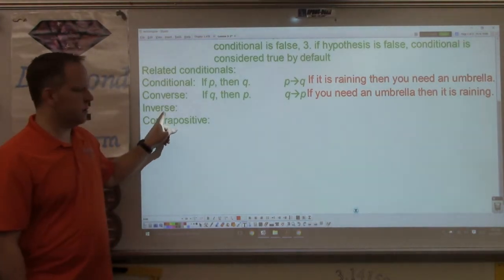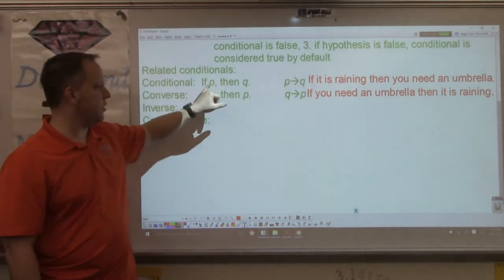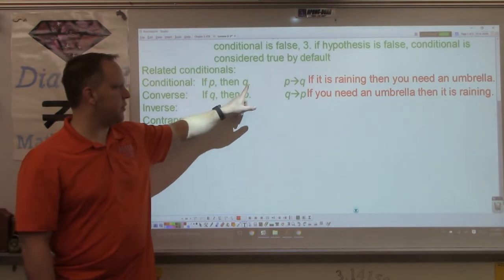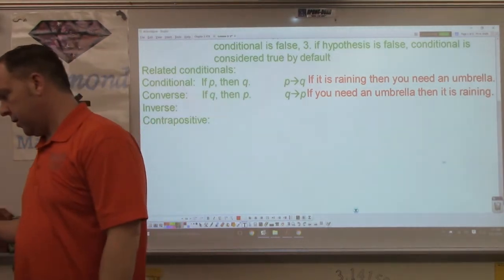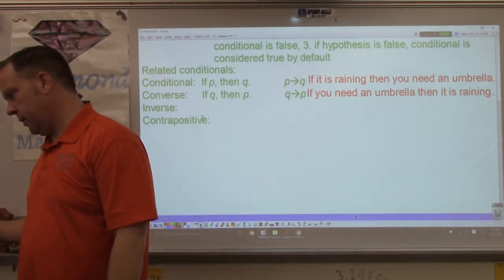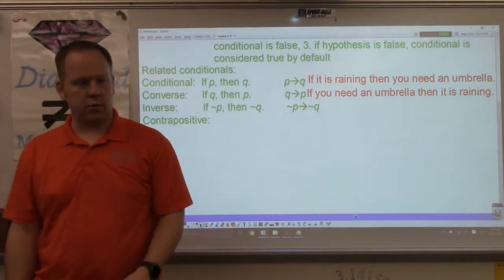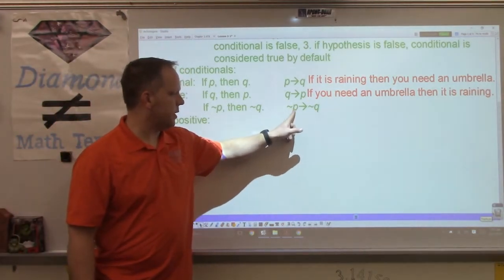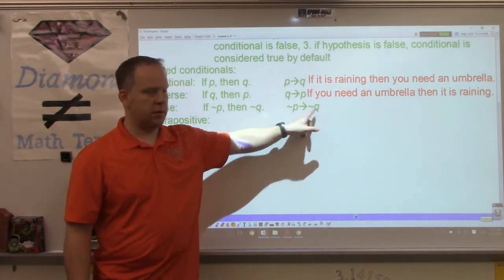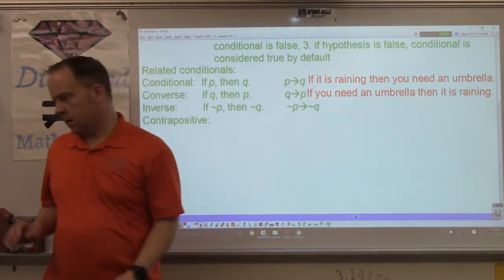The inverse goes back to the conditional, but now it does the negation of statement P and the negation of statement Q. We talked about negations yesterday in class. So the negation for this example would be if not P, then not Q. So again, sometimes you'll see this notation here. If not P, then not Q. Remember, the tilde stands for not.